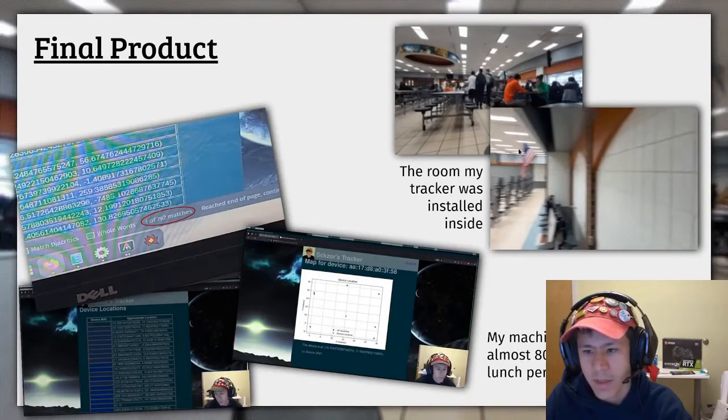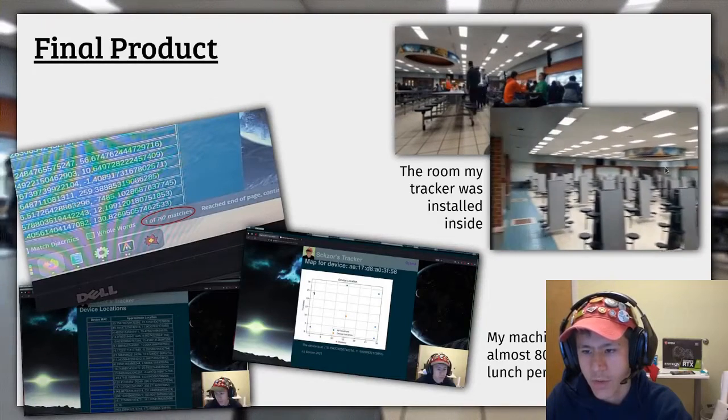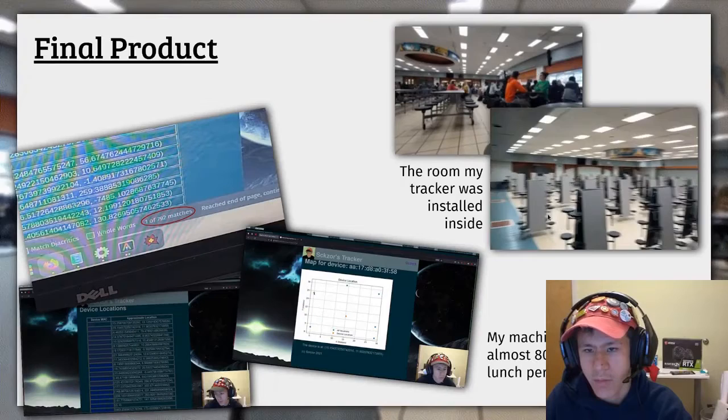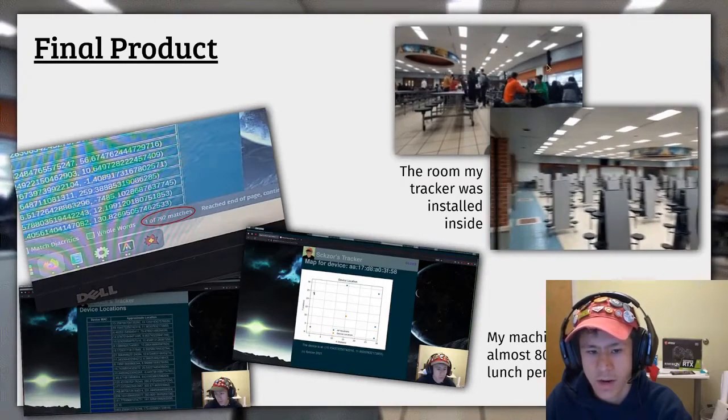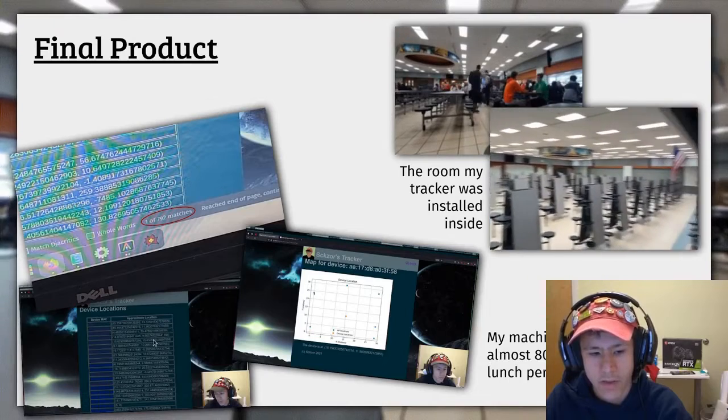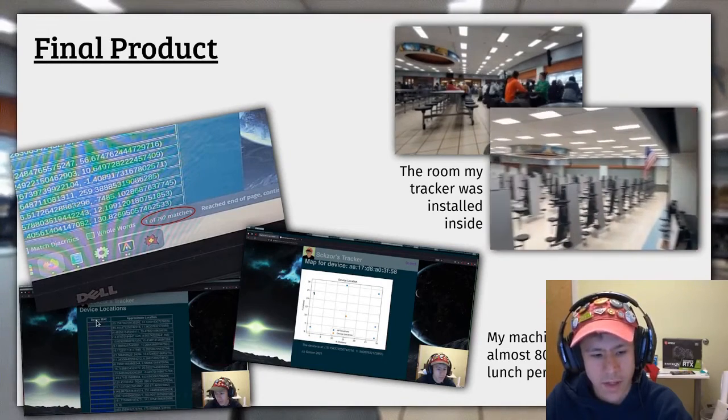It was set up in the cafeteria of my high school, which you can see right here, and run during multiple lunch periods. You can see a time lapse of one of the lunch periods here. In the bottom left-hand corner, you can see much of the data that my device collected from the room.